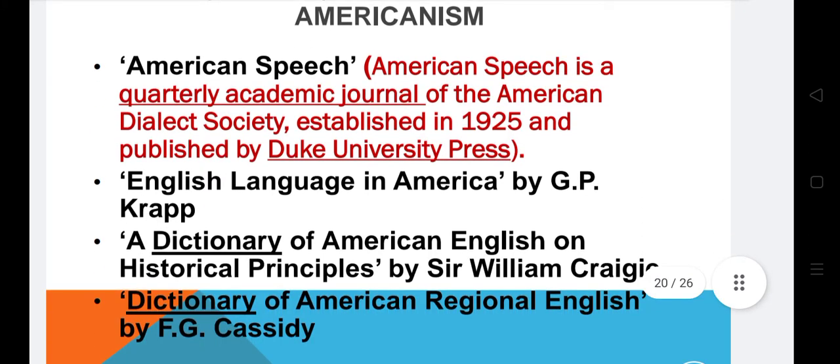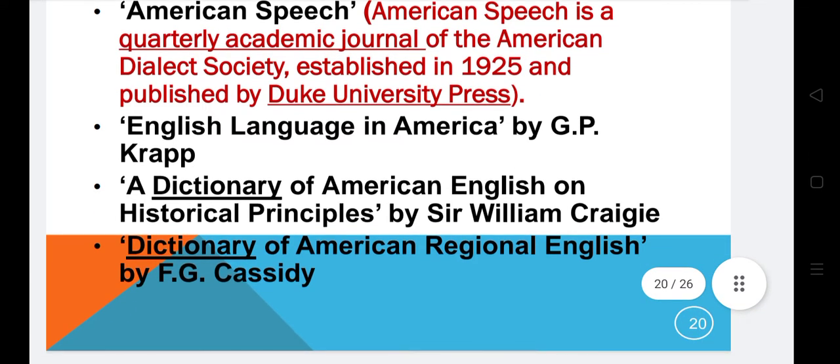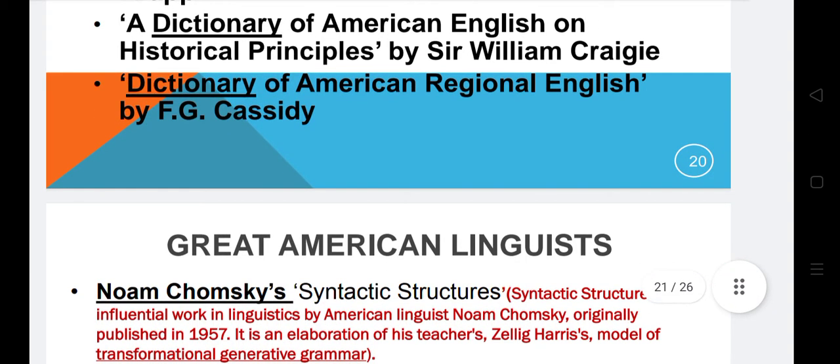And more publications we'll see, American Speech. American Speech is a quarterly academic journal of the American Dialect Society, established in 1925 and published by Duke University Press. And more works include English Language in America by J.P. Krapp, A Dictionary of American English on Historical Principles by Sir William Craigie, Dictionary of American Regional English by F.G. Cassidy.